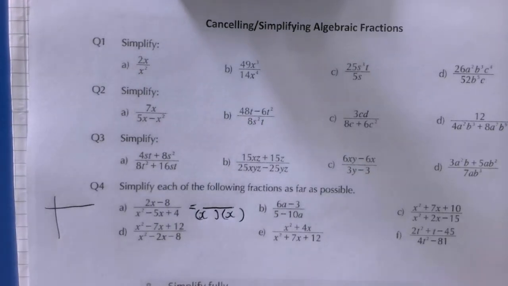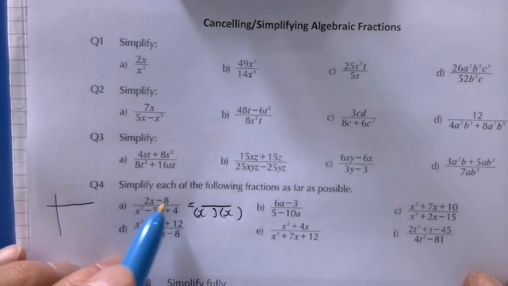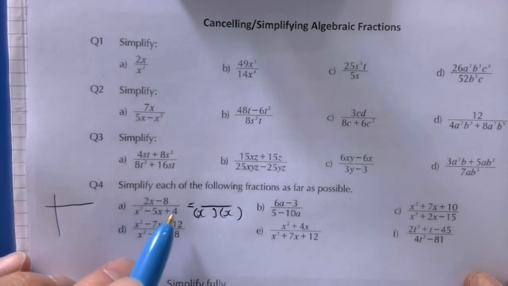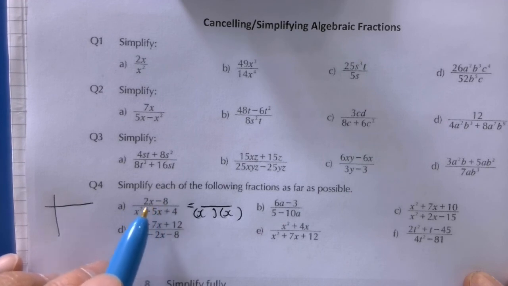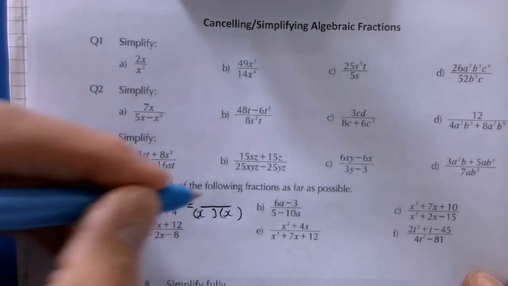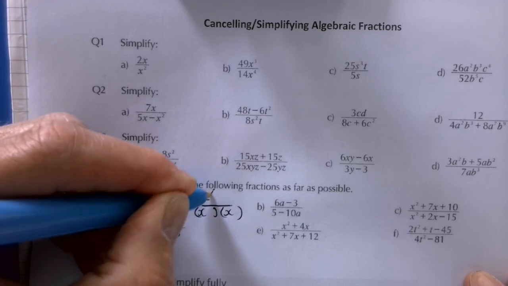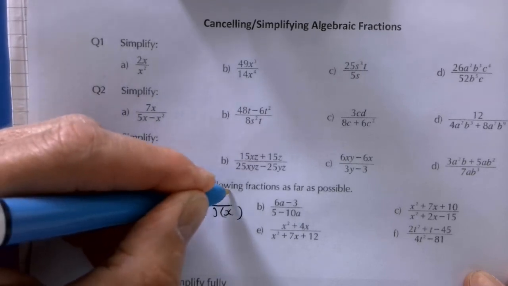However, if you can't see that, then there's a helpful hint. Because the top can also be factorised, but this doesn't look like one of these quadratics. This is just a single bracket. So this is just one of those ones where you can say, right, both of these can be divided by 2. So I'm going to write it as 2 lots of x minus 4.